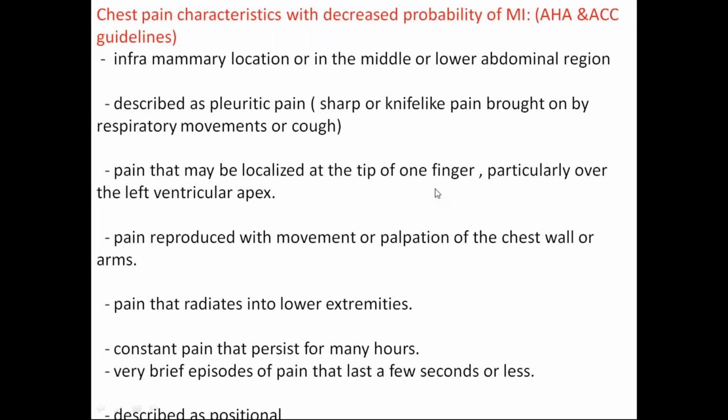Pain that may be localized at the tip of one finger, particularly over the left ventricular apex, is basically due to costochondritis. Localized pain means it is of mainly musculoskeletal origin. Pain reproduced with movement or palpation of the chest wall or arms. Pain that radiates into the lower extremities.